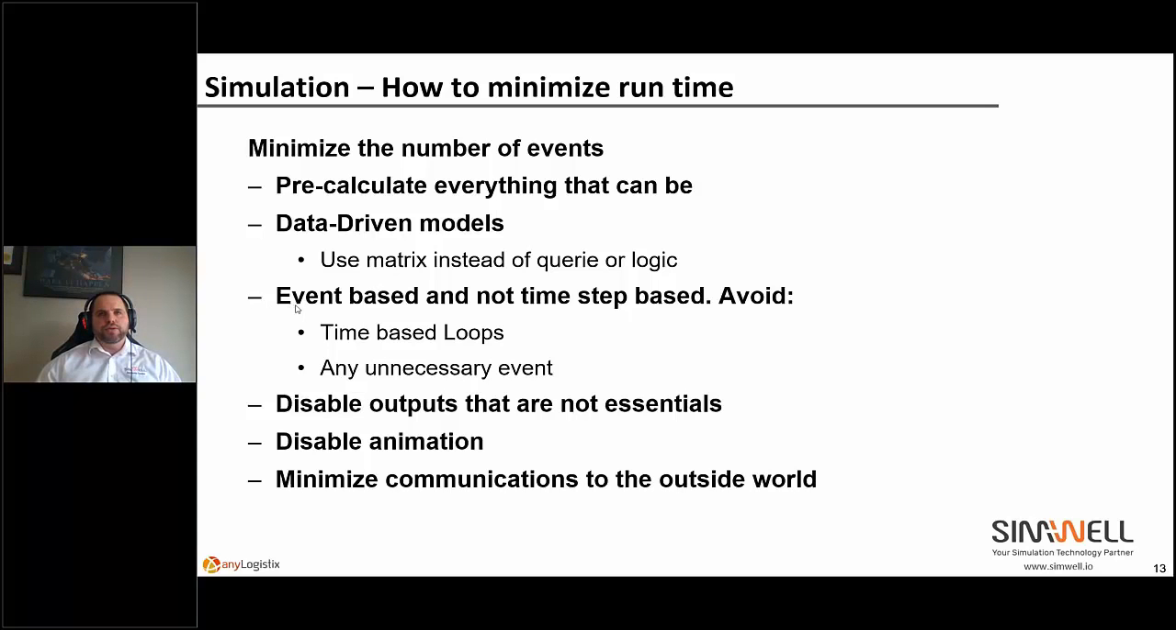Another one is try to build your model event-based and not time-based. A lot of the time, when simulation models are very slow, the problem is that someone has a loop every second checking for something. That's very expensive because every second there's an event, and if you have several loops like that checking something every second or every minute, then you have a lot of processing power that is used for nothing.